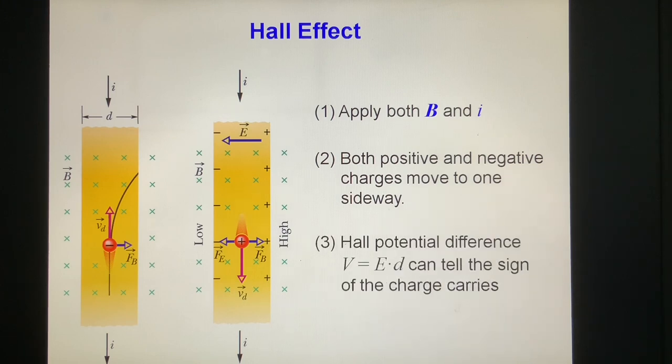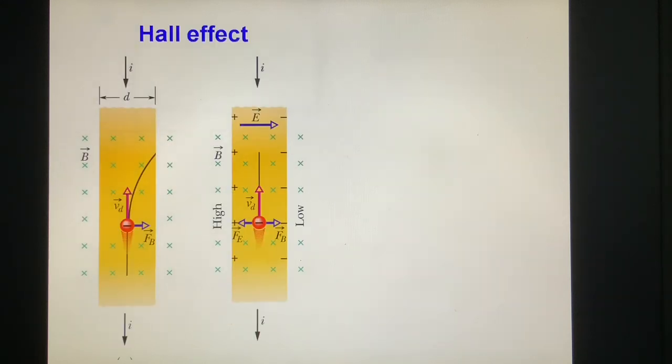So the Hall potential difference V equals E d, where d is the distance; E d is the potential difference. From the sign, we can find whether the carrier is positive or negative. Now let's look at the Hall effect. First, we know it is negative charge, the electron, which carries the current. Second, it can tell us how many carriers there are in a unit volume.